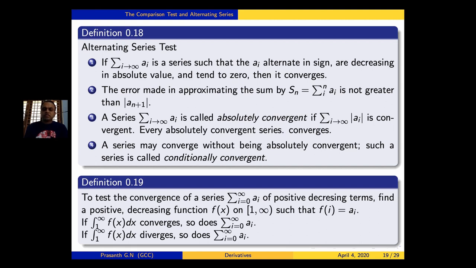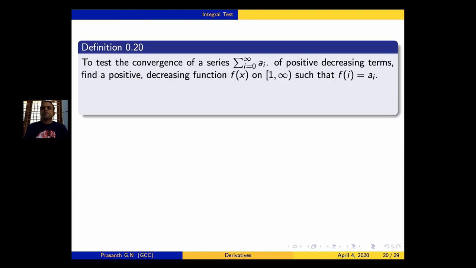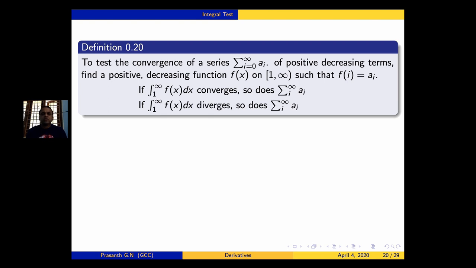Otherwise, it will diverge. That is, if the integral from 1 to infinity of f of x dx diverges, then the sum of a_i will also diverge. Now, to test the convergence of the series of positive decreasing terms, find a positive decreasing function f of x on the closed interval 1 to infinity such that f of i equals a_i. Again, if the integral of f of x dx converges, then the sum of a_i will also converge. If the integral diverges, then the sum of a_i will also diverge.